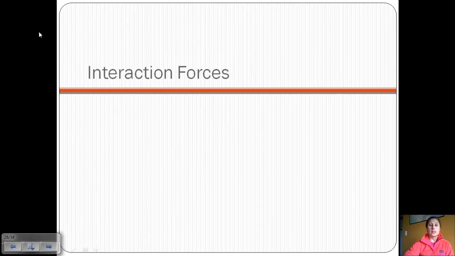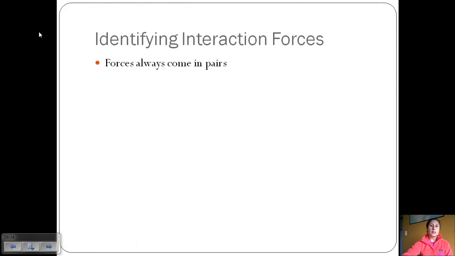Alright, hello. So we are going to continue with our discussion of Chapter 4, looking at forces in one dimension, and we're going to discuss the last section of this chapter, which involves interaction forces. And so first let's talk about what are interaction forces and how to identify them. So these are forces that always come in pairs.